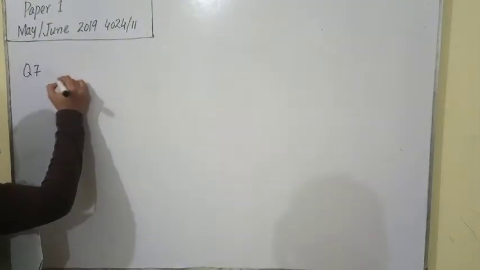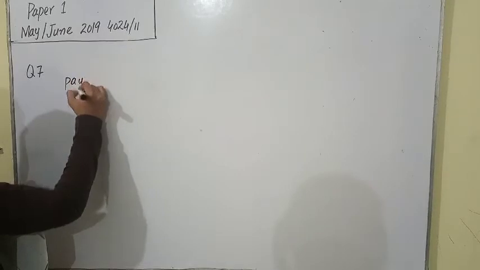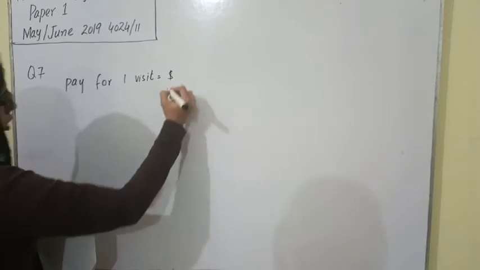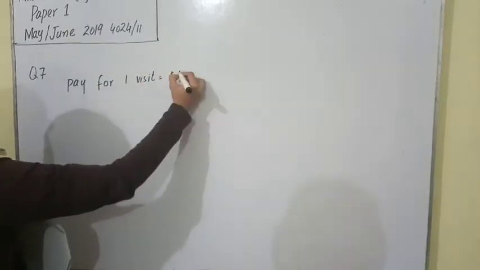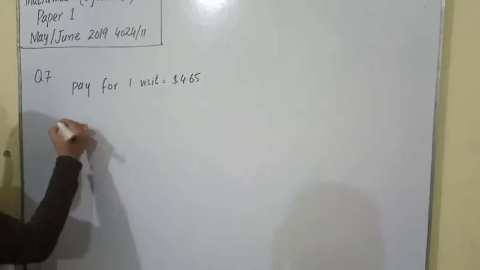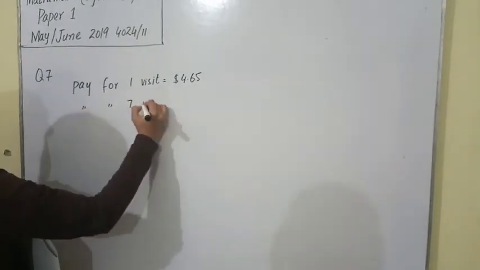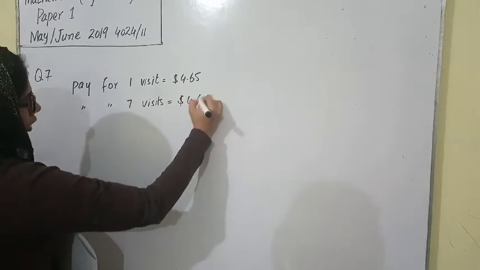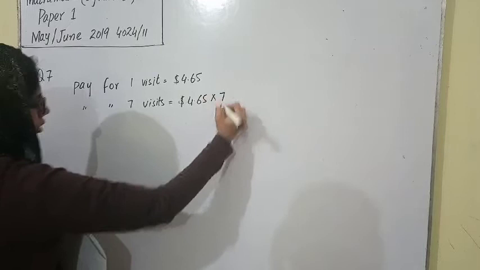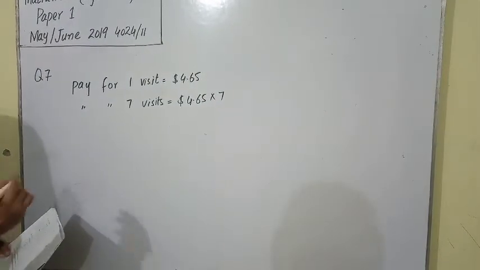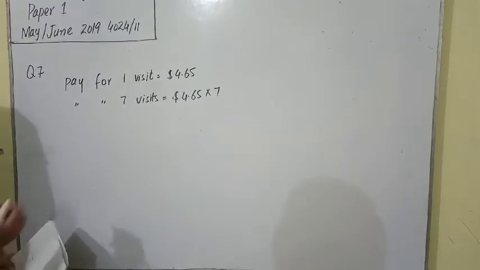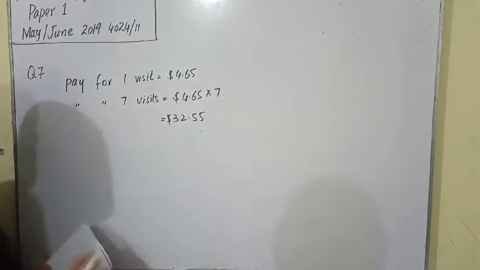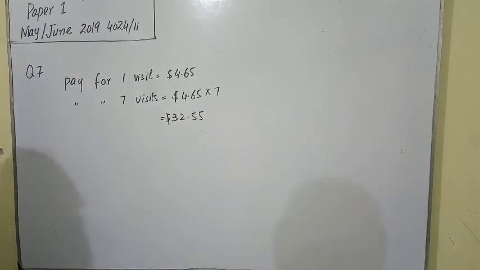So pay for one visit is equals to $4.65, and pay for 7 visits is equals to 4.65 multiplied by 7. So after multiplying we will get directly the answer, that is $32.55. Okay, now come towards the B part of question number 7.